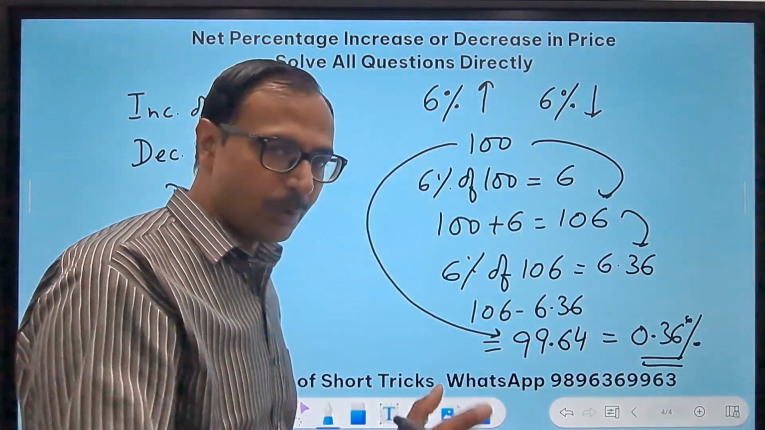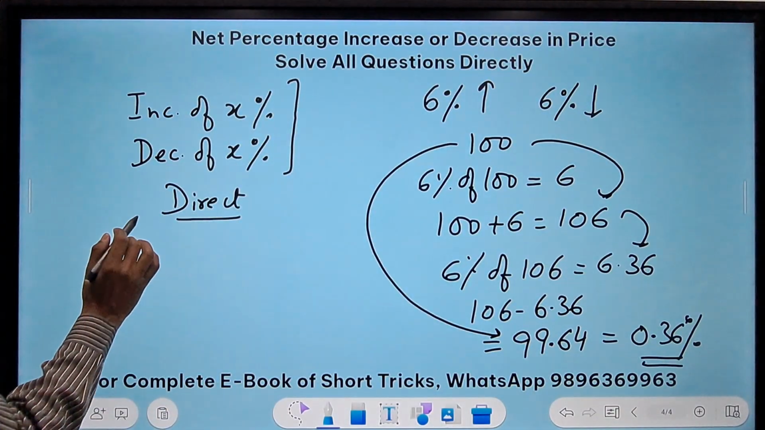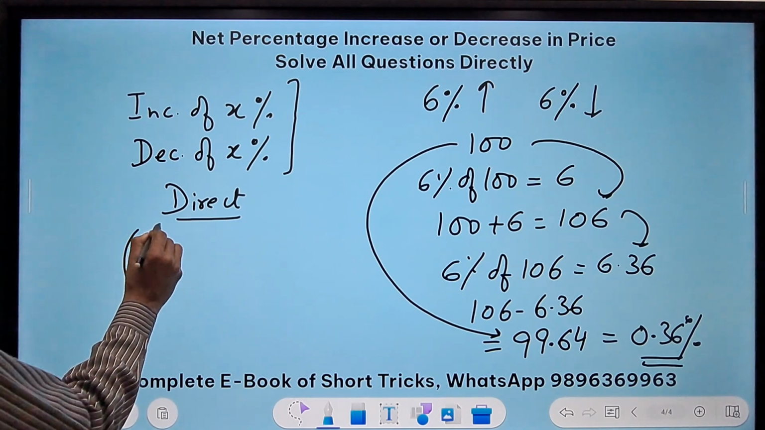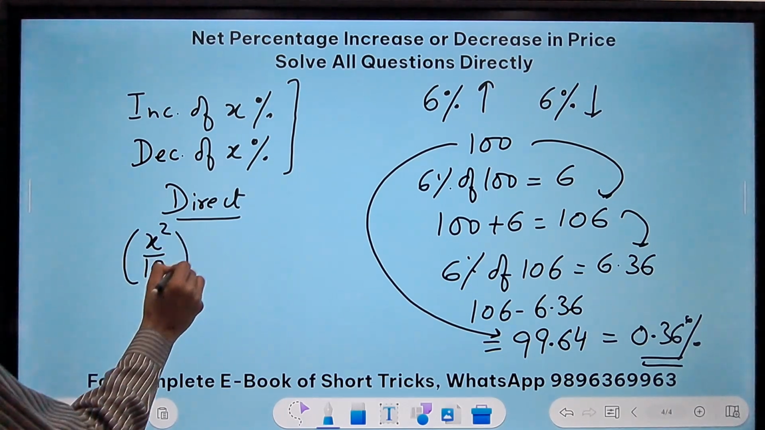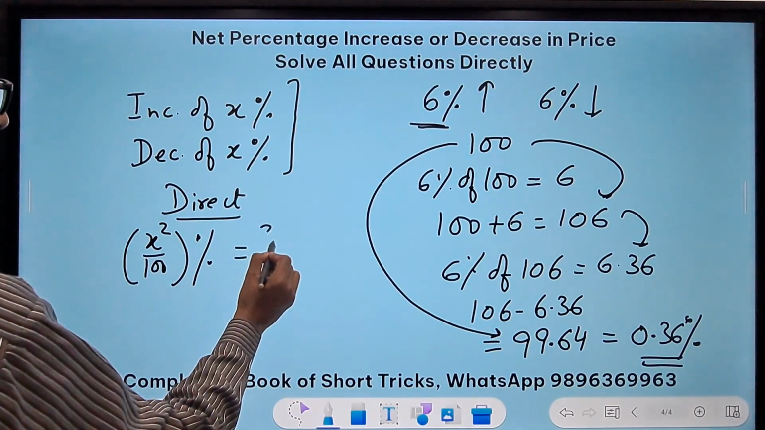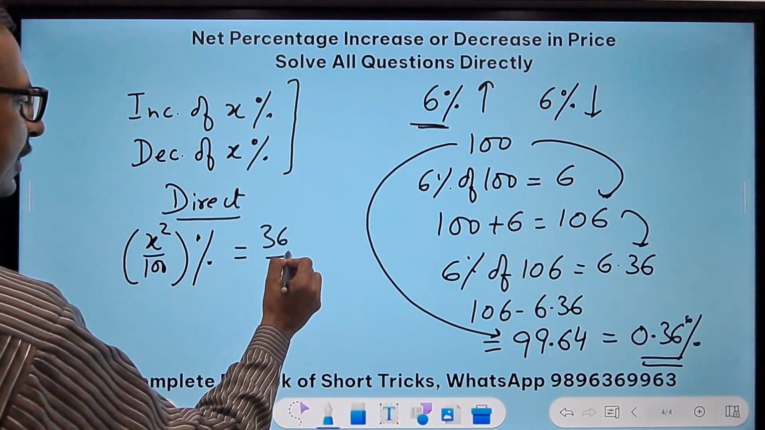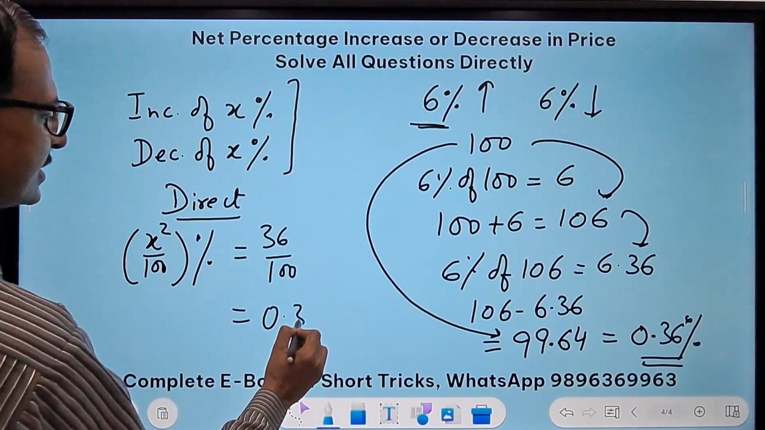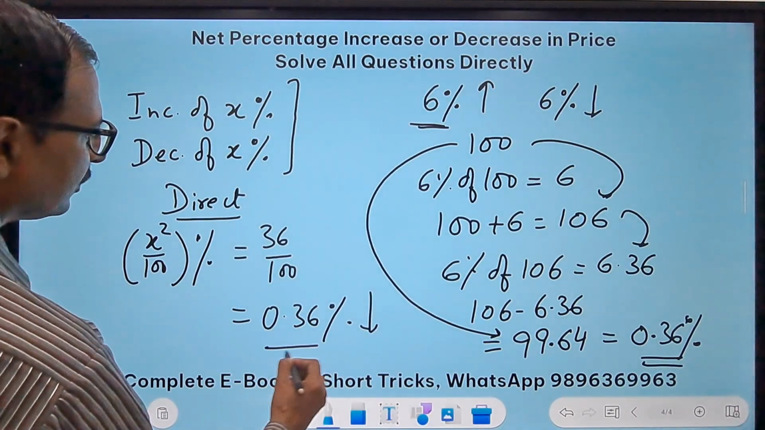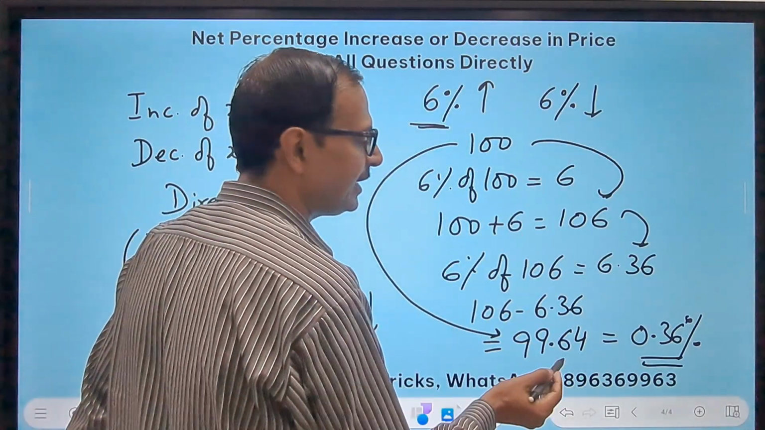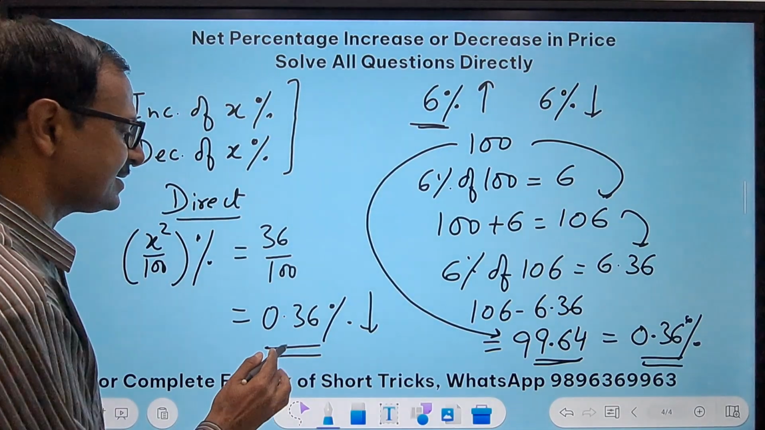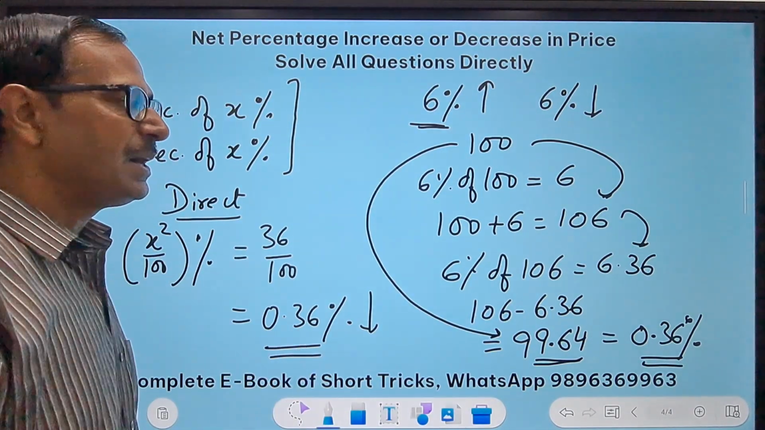Now watch. If I have to do it directly, I will do x square upon 100%. That's it. So what is x? X is 6 here, right? So 6 square 36 upon 100, that is 0.36%. Again, a decrease in the value. Why decrease? Because 100 became 99.64, so it decreased, and therefore the net percentage decrease is 0.36%.